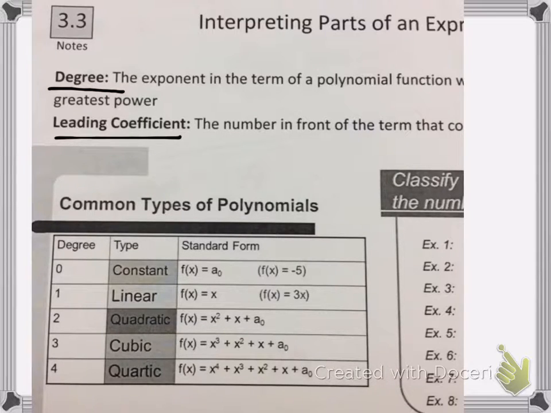If it's like x equals 5, it's a constant, meaning it has no variable at all. That would be a degree of 0. If it would be linear, it would be something like 3x, and that's because the degree would be 1 because the power on the x is 1. Quadratic has a highest power of 2, which means the degree is 2. Cubic would be the highest power of 3, which means it would have a degree of 3, and quartic is the highest power of 4. We'll talk about those a little bit more in just a minute.